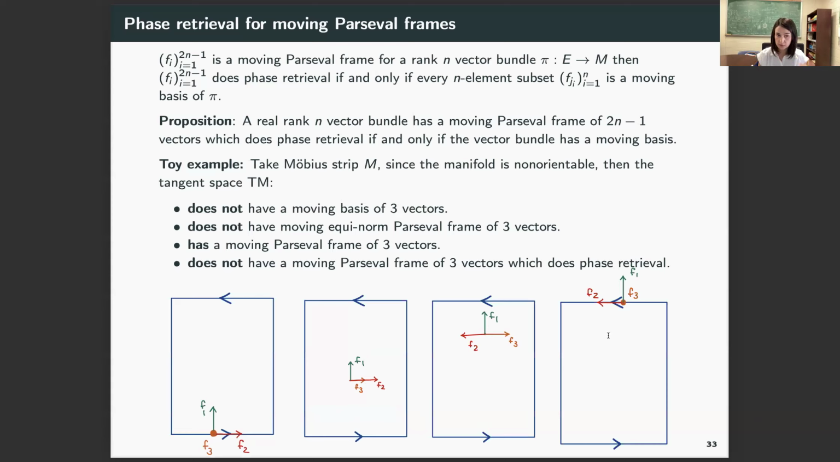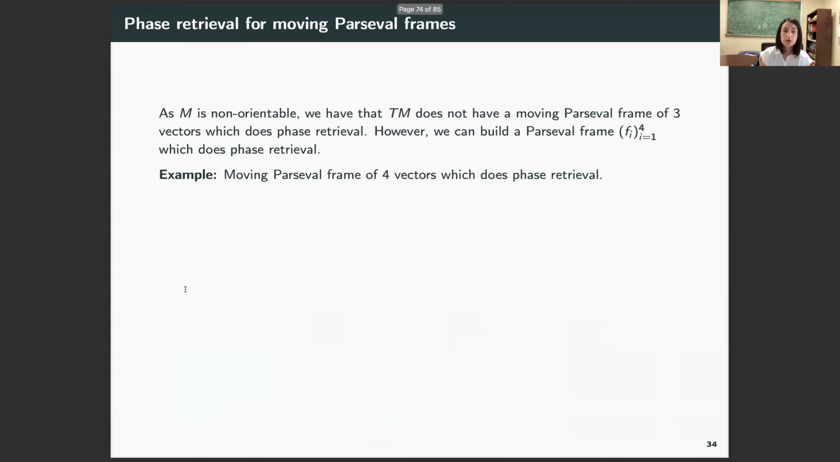So remember that this is only an example of a moving parsable frame of 3 vectors, and it really badly fails phase retrieval here. You can see, if you take it into 2 parts, the complement property fails immediately. Now with this, we know that we do not have a moving parsable frame of 3 vectors which does phase retrieval. However, we were able to find a moving parsable frame of 4 vectors which does phase retrieval.